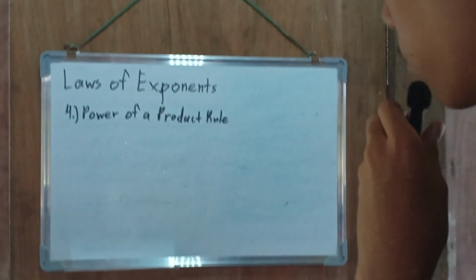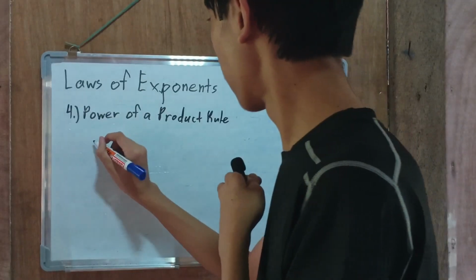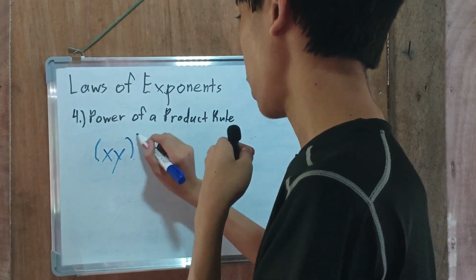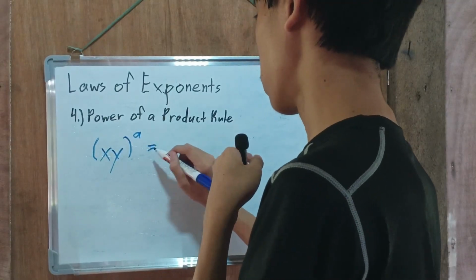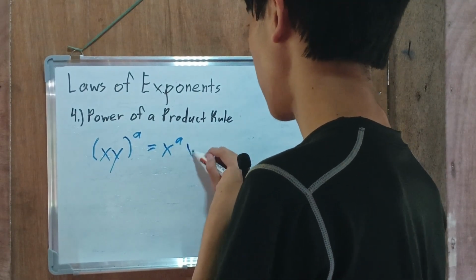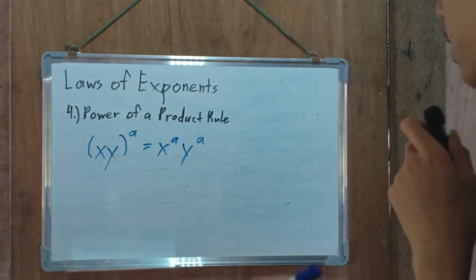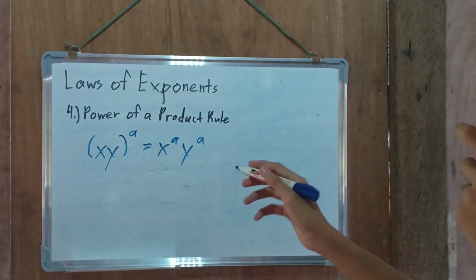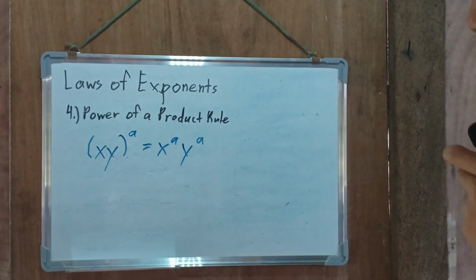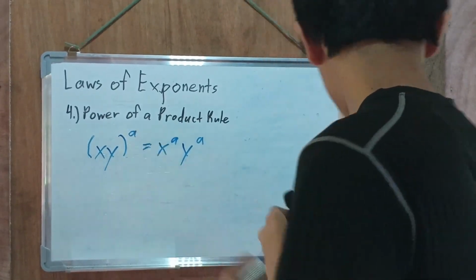Now, in the power of a product rule, we can see that (xy) raised to the a power equals x raised to a times y raised to a. What it means is that this a, the reason why I used to submit the property, you can review the video if you want.